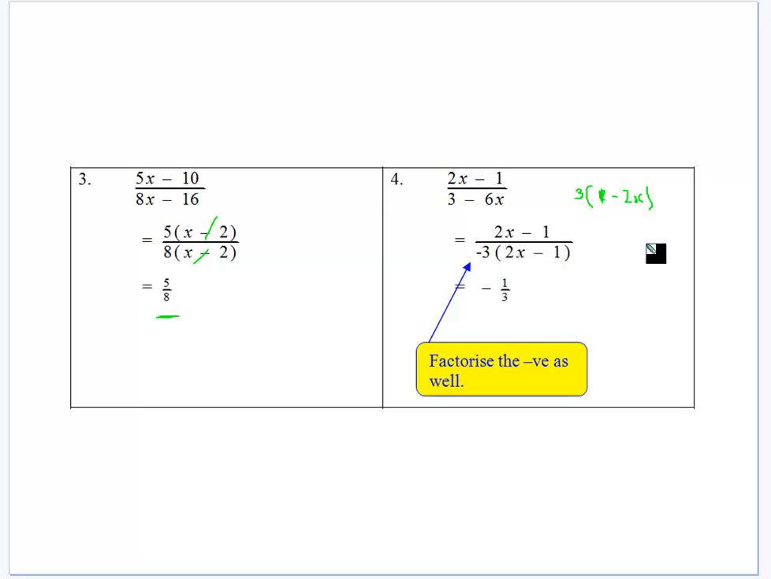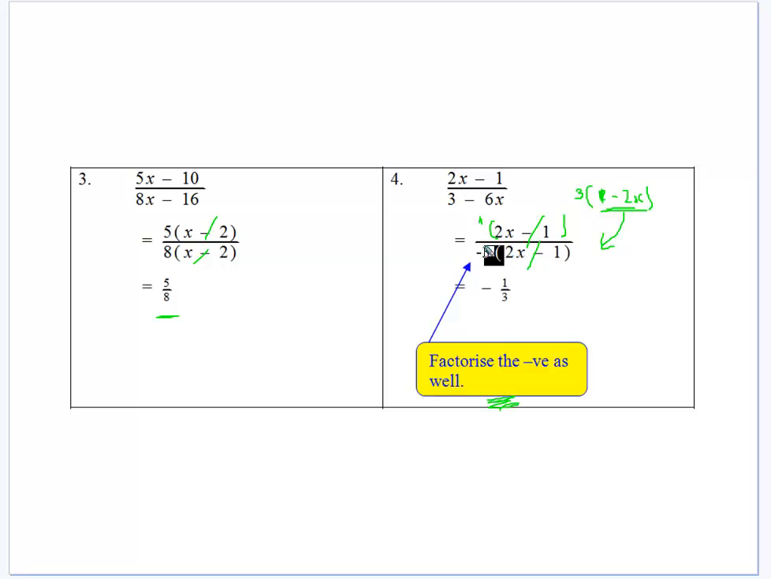Now that's close, but not quite exactly what I want. I want 2x minus 1. To go from 1 minus 2x to 2x minus 1, I've got to factorise the negative. So if I factorise the negative out as well, the positive 1 becomes minus 1, the negative 2 becomes positive 2. So I've got the minus out front, and then that can start to cancel.